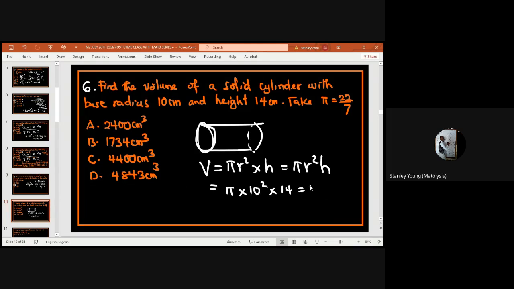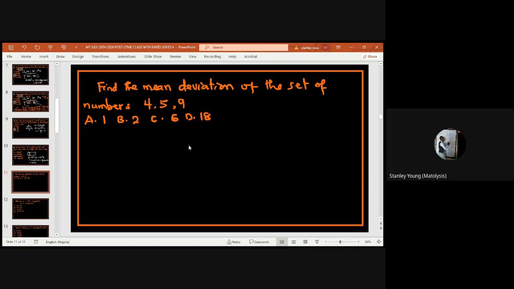So using 22 over 7, 100 times 14. 7 and 14, that's 2. 2 times 22, that's 44. So we have 4,400. So the answer is 4,400 cm3. Question 7.